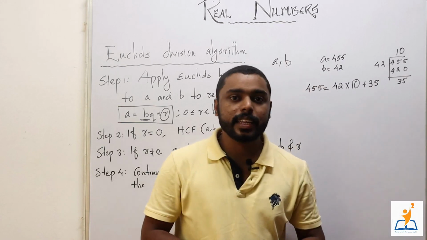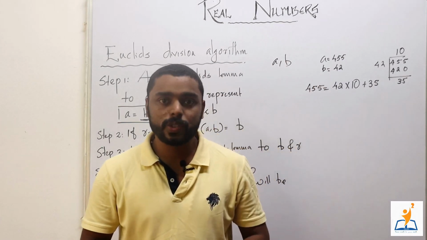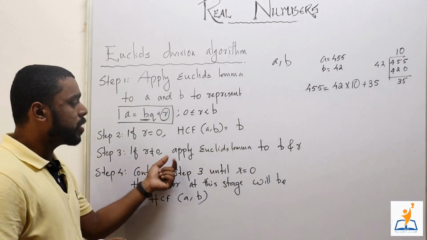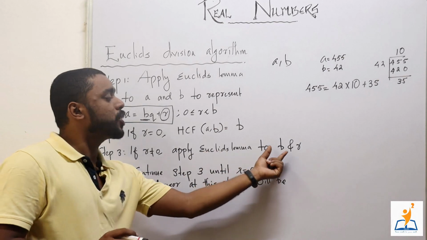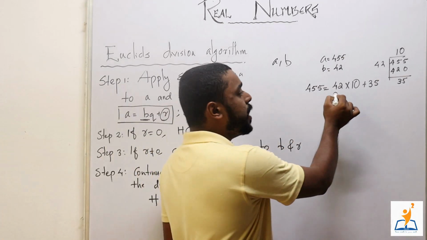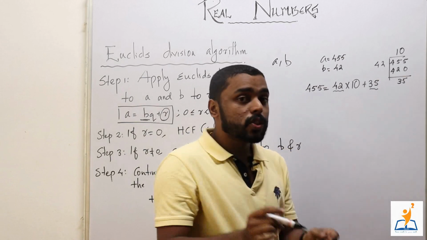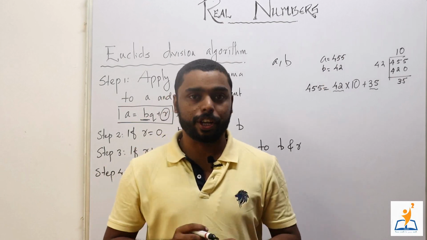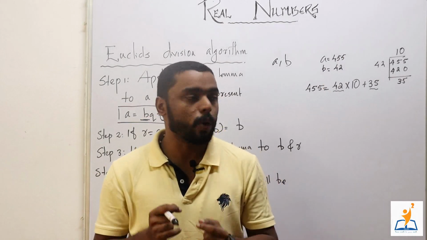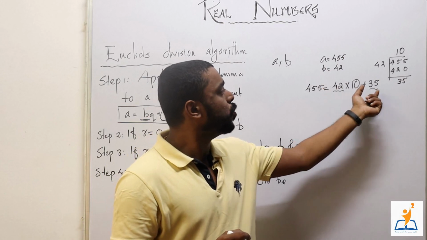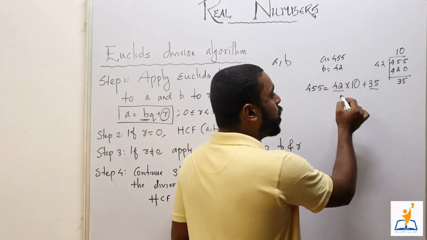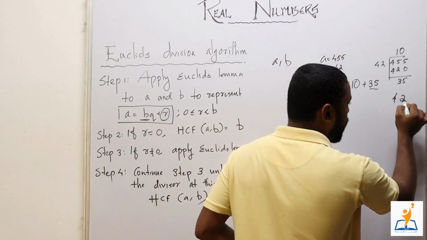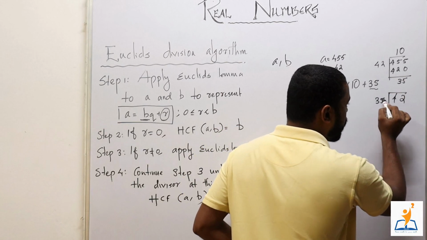See, the remainder here is 35 and it is not equal to 0. So, we should continue our process. In step 3, if r is not equal to 0, apply Euclid's lemma to b and r. Here b is equal to 42 and r is equal to 35. So, in order to find the HCF of 455 and 42, we should repeat the process with b is equal to 42 and r is equal to 35. So now our new integers are 42 and 35. Apply Euclid's division lemma to 42 and 35.